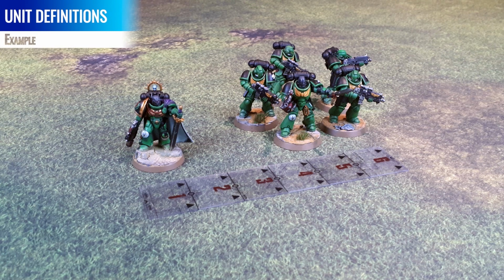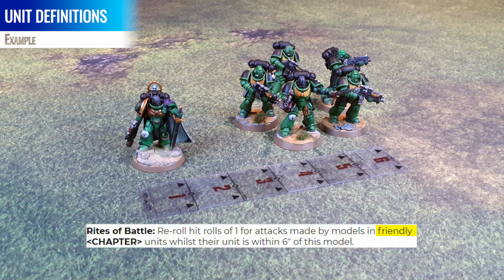Looking back to our captain example, Rites of Battle affects friendly chapter, or in this case, Salamanders units, referring to Salamanders units in the same army, which is stated thusly in the event I play my Salamanders against another player's Salamanders army.